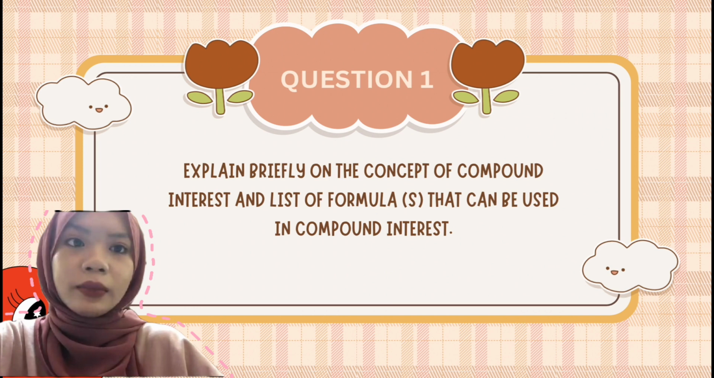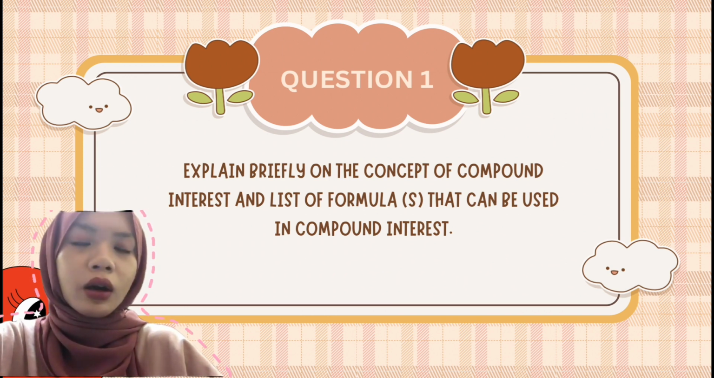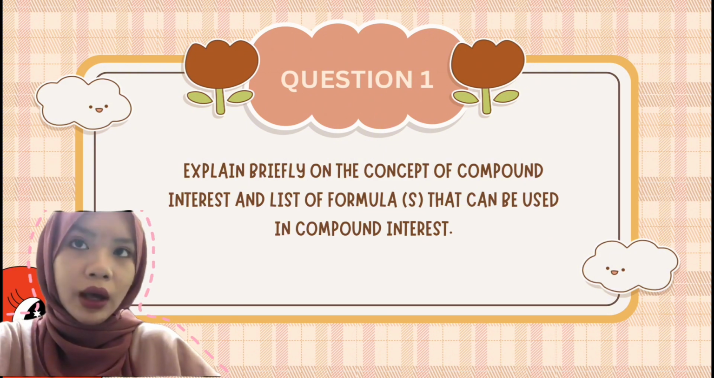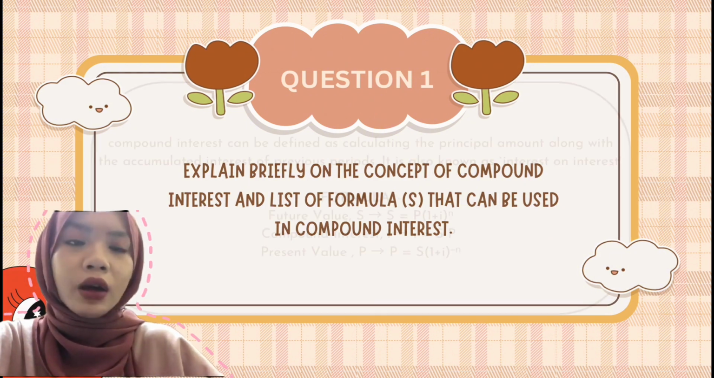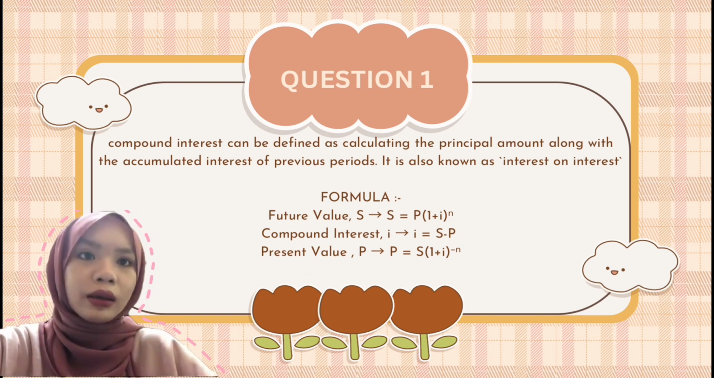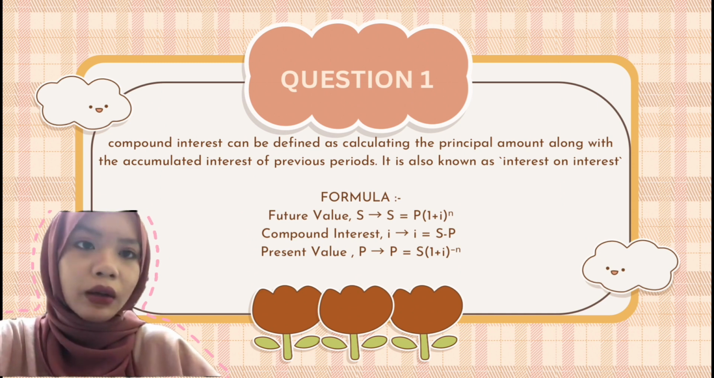Question 1. Explain briefly the concept of compound interest and list the formulas that can be used in compound interest. Compound interest can be defined as calculating the principal amount along with the accumulated interest of the previous period. It is also known as interest on interest.